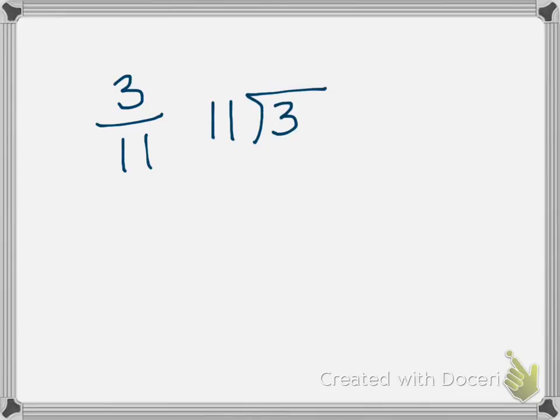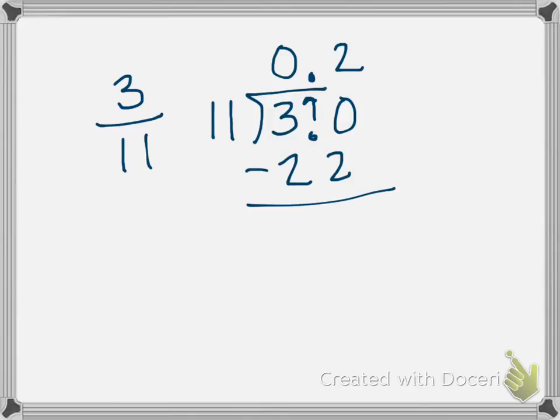Let's do another one. How about 3/11? Well, same thing. Top in, bottom out. Can I count by 11 and get to 3? No. Put up a 0. Grab a decimal and bring it up. Now that I have a decimal, I can add my 0. 11 goes into 30 2 times because 11 times 2 is 22.